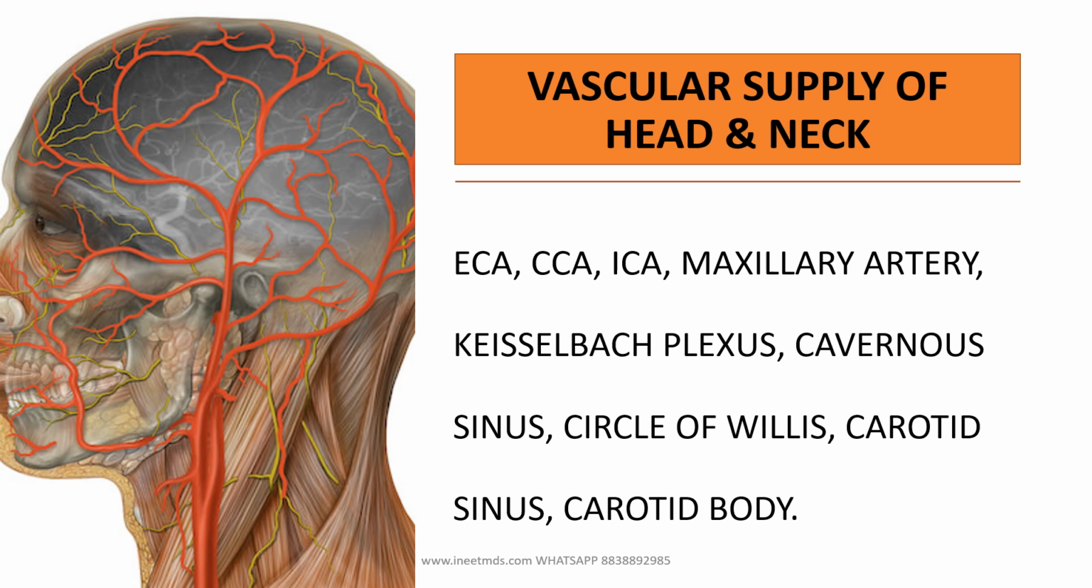And the last topic is vascular supply of head and neck. So under vascular supply of head and neck you should know about external carotid artery, common carotid artery, internal carotid artery, the source and the branches of each. Then maxillary artery, the branches of maxillary artery, what is Kiesselbach plexus and what does it comprise. Then about cavernous sinus, here about the sinus drainage you should know, where it drains. Then circle of Willis, what all constitutes circle of Willis, what is vertebral artery and what is basilar artery.